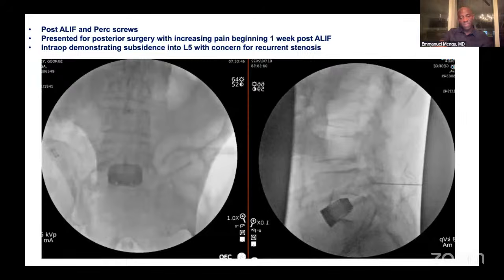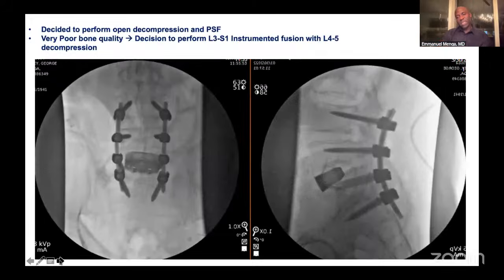Because of that, I felt just a posterior non-fusion percutaneous instrumentation alone would likely not be adequate. He needed good, adequate fixation, and also I wanted to explore to make sure he hadn't developed recurrent stenosis. So I opted to do an open surgery instead of a percutaneous surgery, and decompress him. So we went back, placed the screw at L4, placed the screw at L5, and the bone quality was really bad, very poor bone quality.